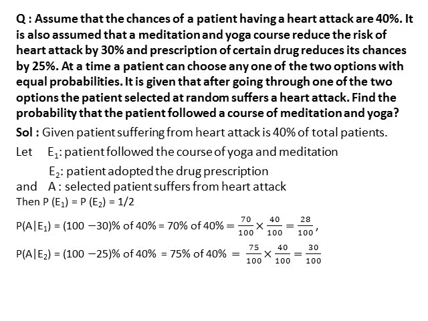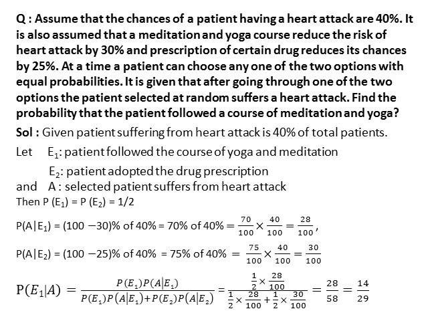So, P(A given E2) equals probability that selected patient suffers from heart attack given that patient follows the drug prescription equals 75% of 40% equals 75 by 100 multiply 40 by 100 equals 30 by 100. Now we need to find P(E1 given A).